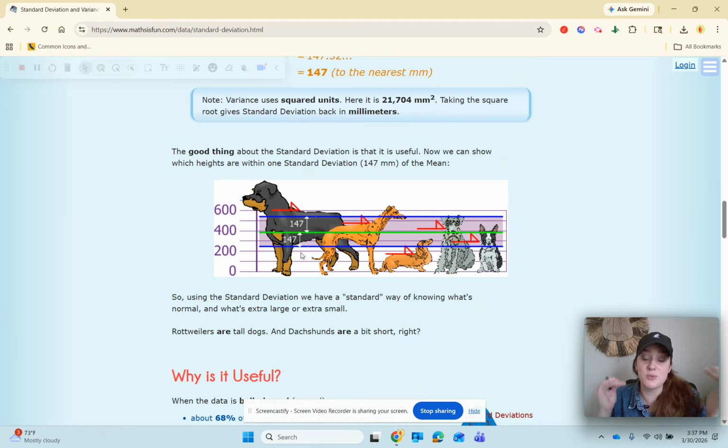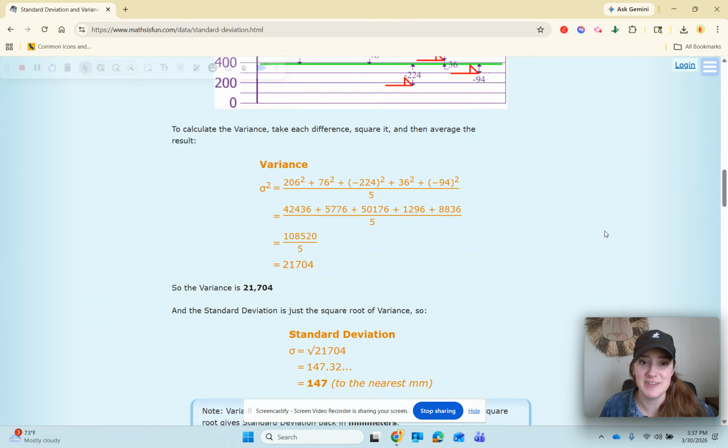So again, we can see the Rottweiler is above that. It's extremely tall versus the Dachshund. I think that's how you pronounce the name. If I'm mispronouncing it, I'm so sorry. The Dachshund is considered much smaller. Okay. So again, standard deviation.